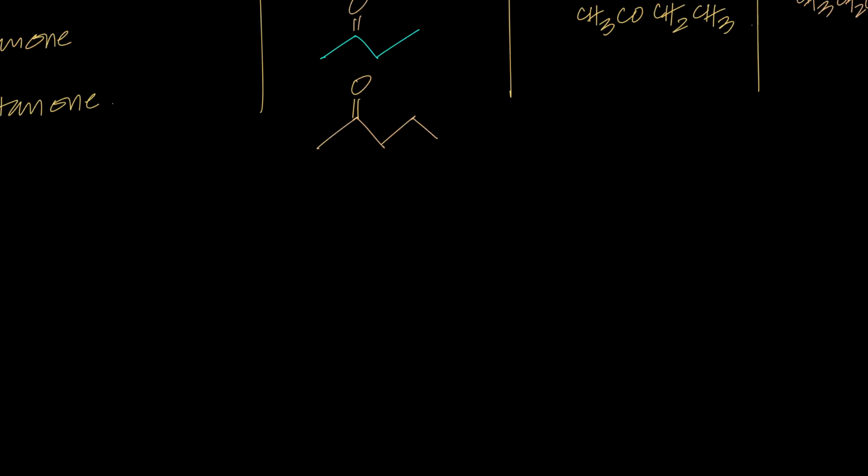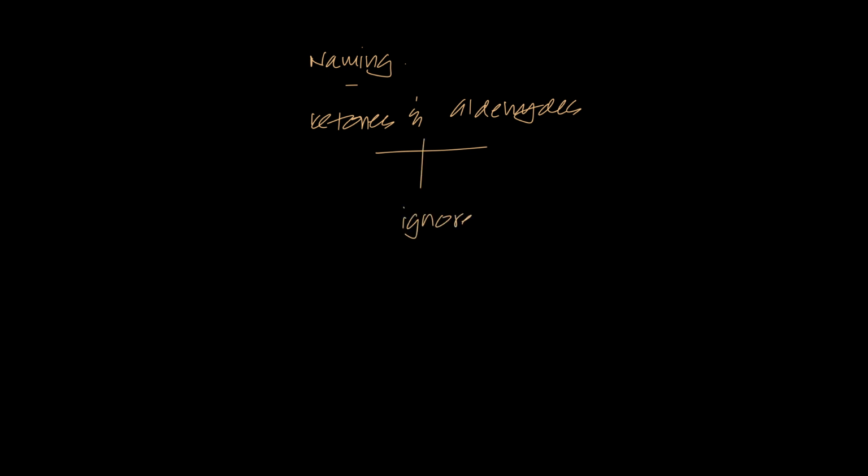Now the question is, how do you properly name them? Naming of ketones and aldehydes. Again, we are going to use the same method, but remember, ignore the functional group isomers. You always know that whenever you have ketones and aldehydes, they are functional group isomers of each other. So there will always be 2 isomers for aldehydes above 3 carbons.